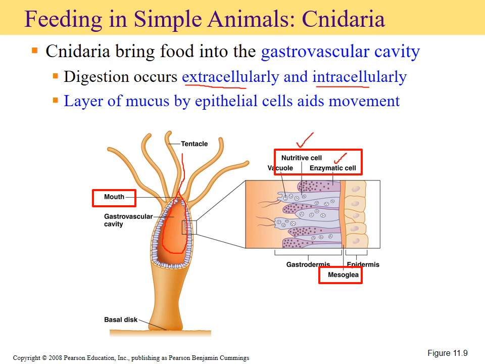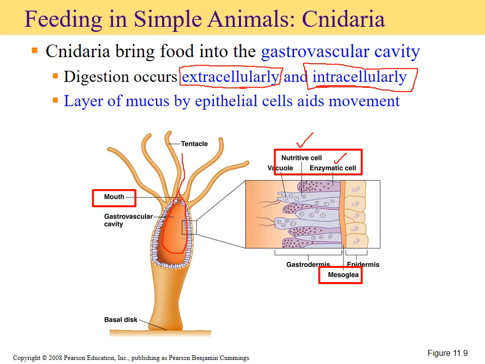Extracellular means outside of the cell, the items are broken down into smaller pieces. Intracellular means just like the sponges, everything is broken down and absorbed inside the cell. And the reason this is possible is because your enzymatic cells will be able to release enzymes into the cavity, and those enzymes can start breaking apart the molecules into smaller pieces. That's the extracellular aspect. And then the nutritive cells are able to absorb particles as well, create little vacuoles for them, and the particles can then be further broken down by the nutritive cell, and that would then be the intracellular aspect of food breakdown.